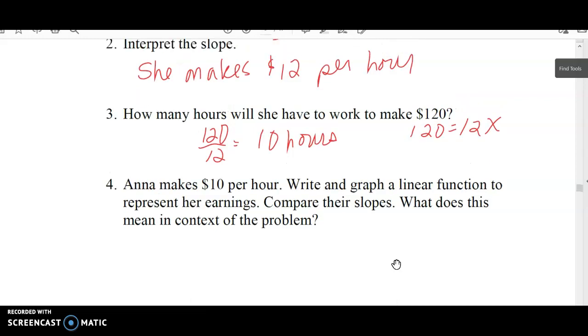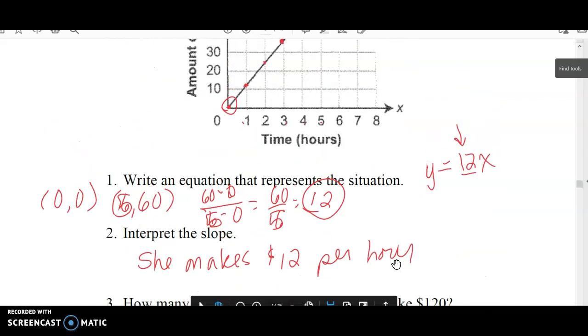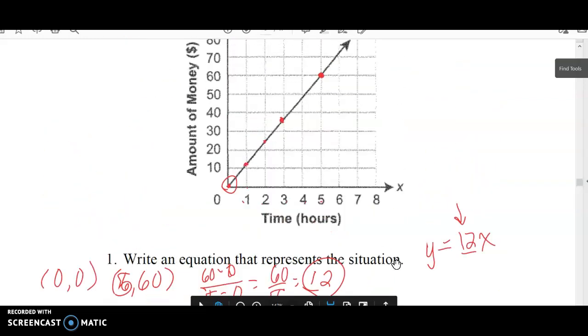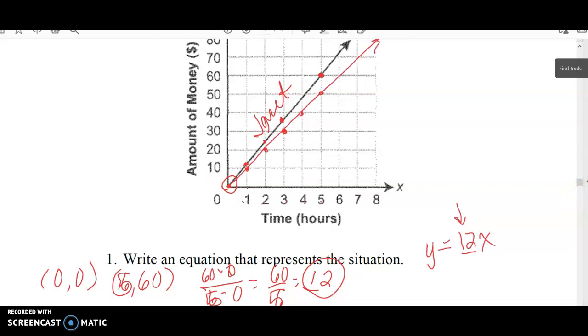So if you went up here, if Anna makes $10 per hour, that means for 1 hour she works. So this is Janet's. Anna, for 1 hour she makes $10. 2 hours she makes 20. 3 hours she makes 30. 4 hours she makes 40. 5 hours she makes 50, so on and so forth. So if I was to draw that line right there, that's Anna's.